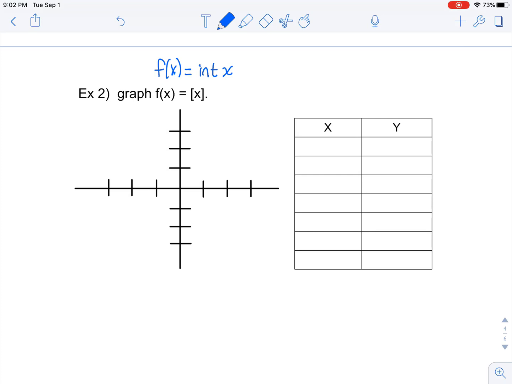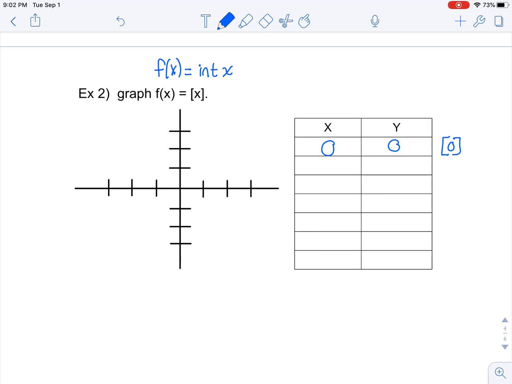In order to see what this graph looks like, I'm going to recommend that, at least this first time, we make a really long table and we plot some points. So for example, what if I plugged in 0? Well, the greatest integer of 0 is in fact 0. Remember that the largest integer up to 0 is itself.